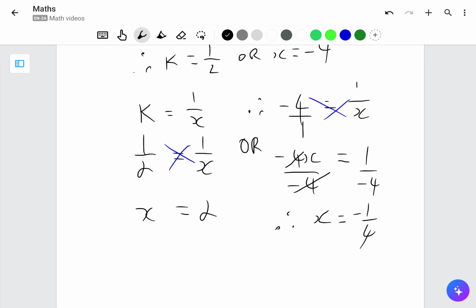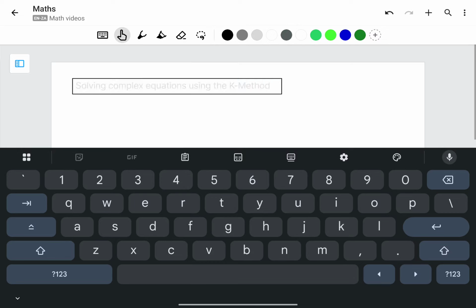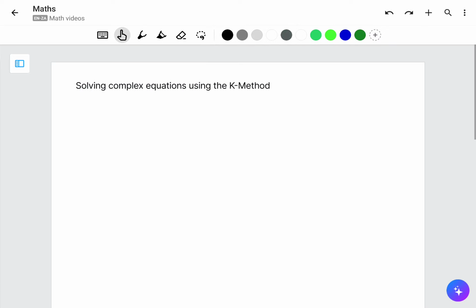Okay, and that is all there is to it, guys. Now we can see that x equals 2, and x also equals negative a quarter. Okay, let's look at another one, guys. I don't want you guys to feel that that's all I'm going to leave you with. I know it is a bit complicated doing it for the first time. So let's look at another one, okay?